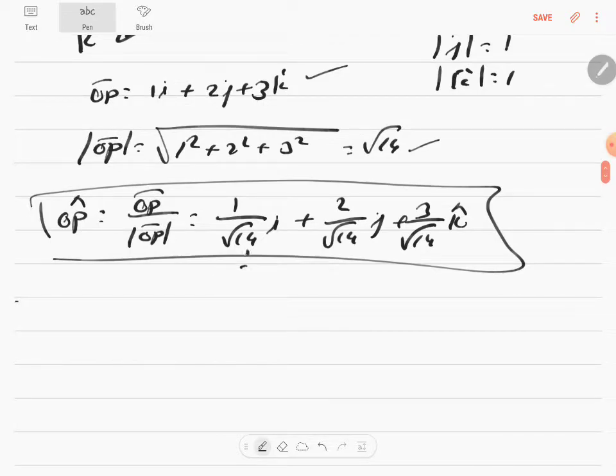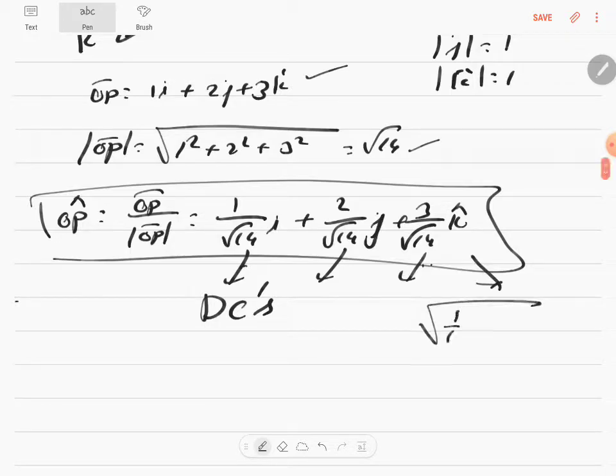In the unit vector, these are called direction cosines. The components of i, j and k, the numbers, are called direction cosines, DCs, because you know the magnitude of this will be 1, since root of 1 by 14 plus 4 by 14 plus 9 by 14 will obviously be root of 14 by 14. That's why it's called a unit vector, because its magnitude is 1. And the moment the magnitude is 1, you call those numbers direction cosines, DCs.